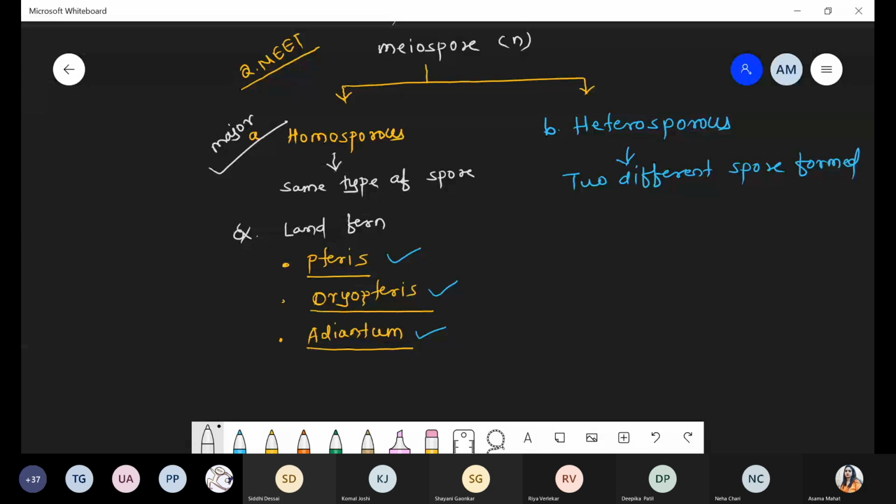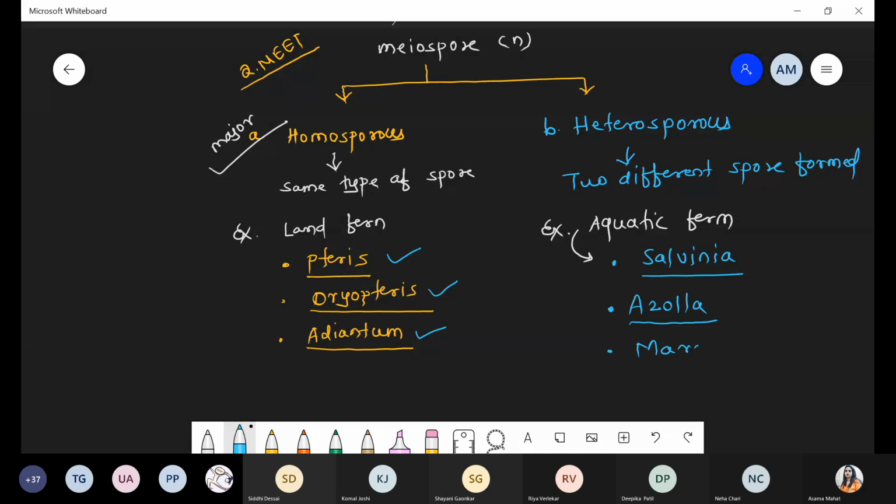So under the aquatic fern, you know very well, the first example is Salvinia. S stands for Salvinia. Again, the smallest aquatic fern, which is involved in nitrogen fixation, that is Azolla. And the third, one unique example, is Marsilea. So Salvinia, Azolla, and Marsilea, all these are examples of the aquatic fern. Please remember these three examples. They belong to aquatic fern.